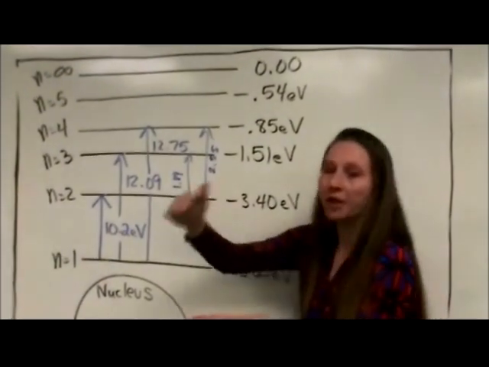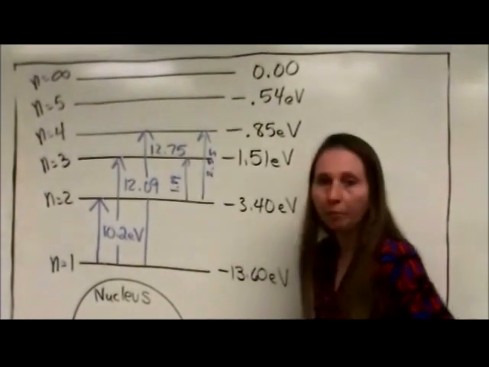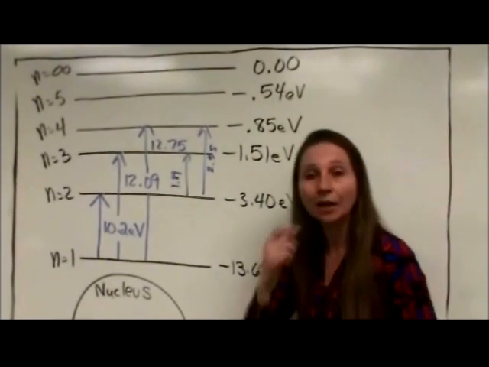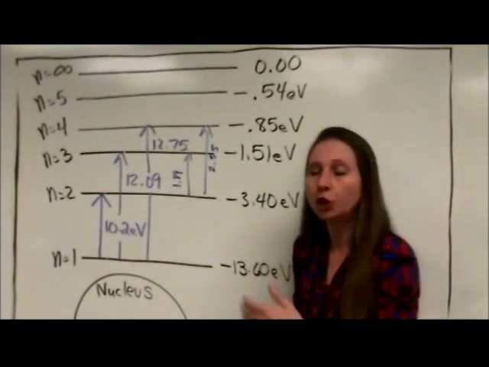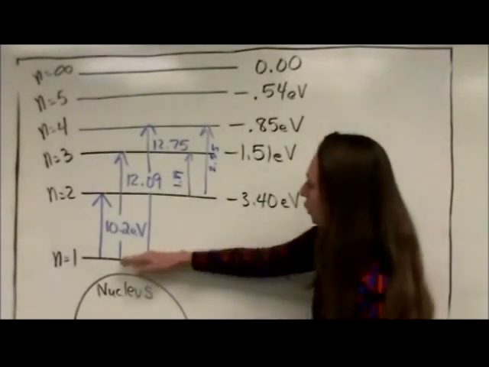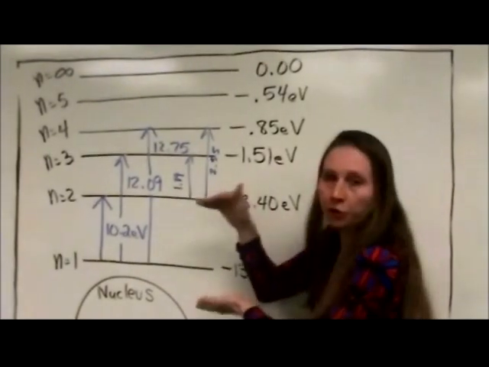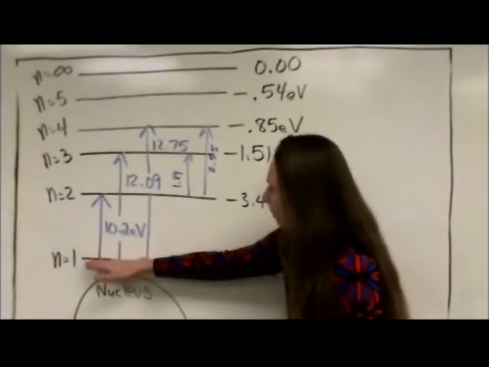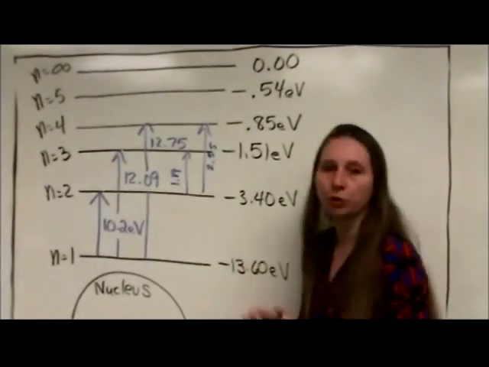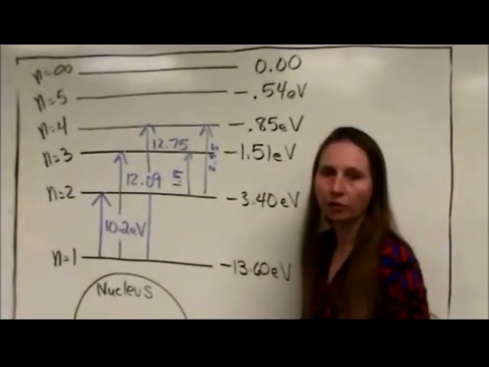Think of it like a staircase. You can jump from the first step to the third step, but you cannot jump from the first step to 2.5. You're going to fall. All right? So specific intervals between energy levels is what can be absorbed. This is how the electrons can jump.